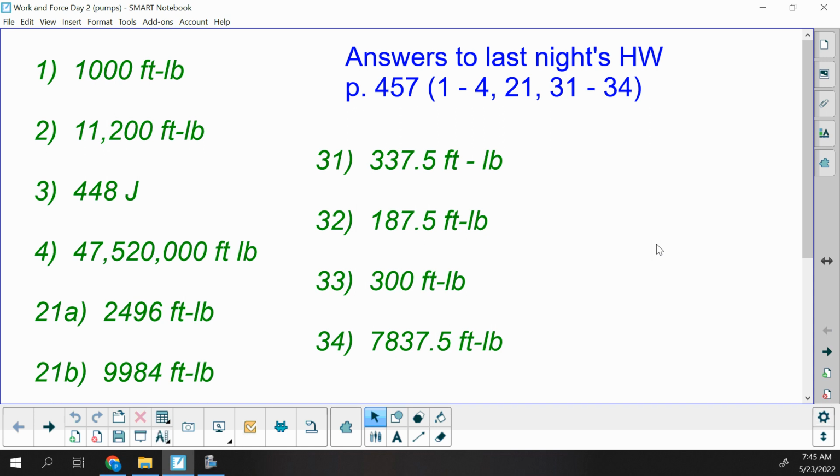All right, so this is our second day of working with work and force. Be sure to be looking at the calendar for the homework problems from the textbook. Keep in mind you can set those up, just set up the integral and then actually evaluate the integral on your calculator when you're doing it.